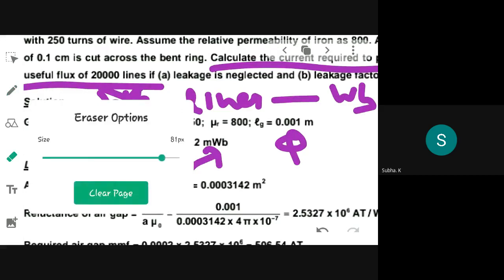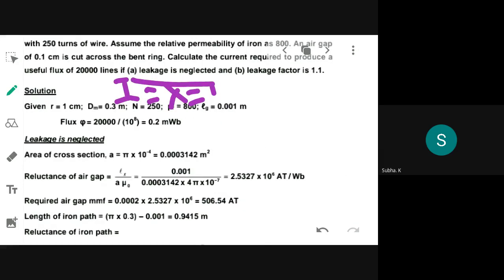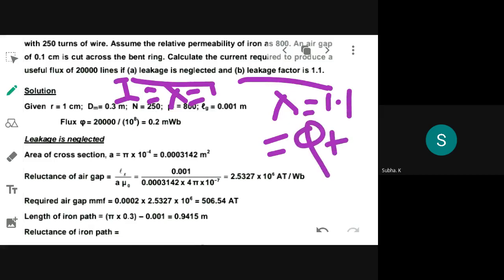Now, how will you proceed with the problem? Two subdivisions are given. You need to find out the current when the leakage factor is 1. There is no magnetic leakage, means leakage factor will be 1. The second case is you need to find out the current when lambda is equal to 1.1. You know the formula for leakage factor. What is the formula? Total flux divided by useful flux. So you need to find out the current.